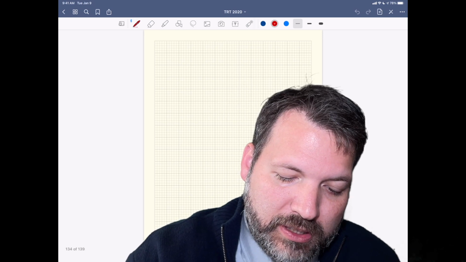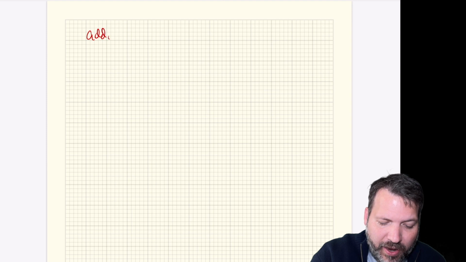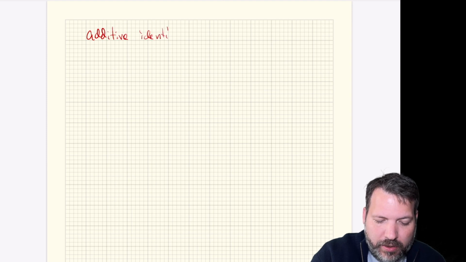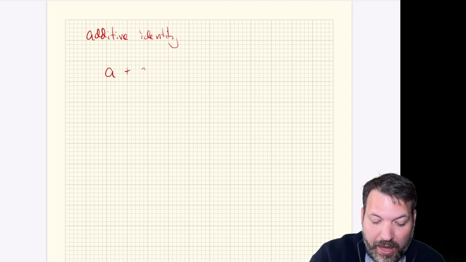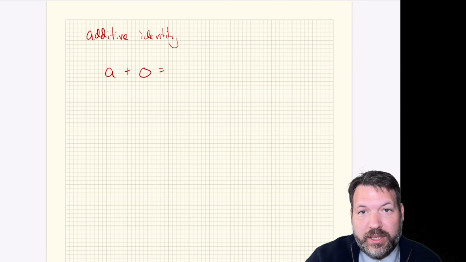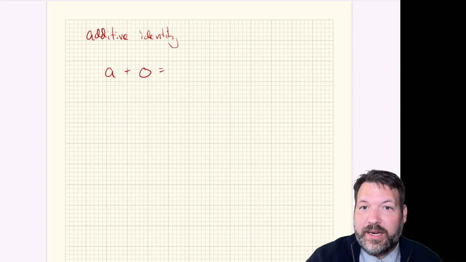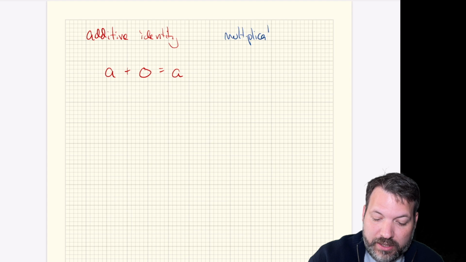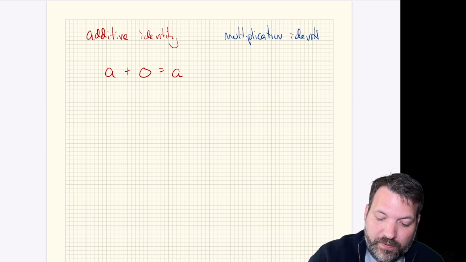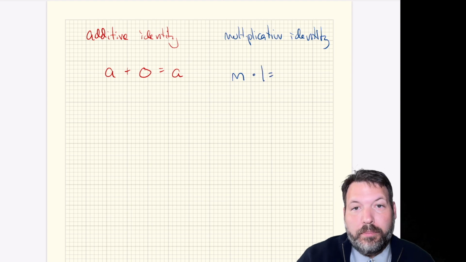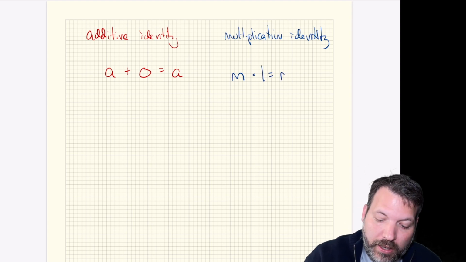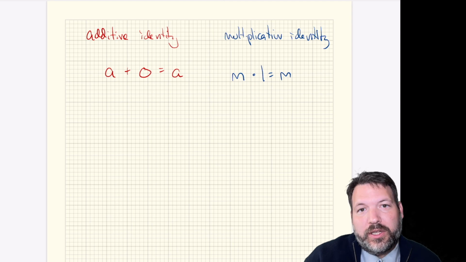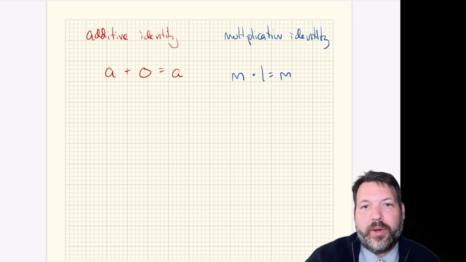So, there is something like, say, the additive identity, which says that if you have some quantity, let's call it A, and you add a special element to A, namely the additive identity element of 0, then it stays the same. And of course, there's also what we call the multiplicative identity, which says if you have some element, let's say m, and you multiply it by a special multiplicative identity element 1, it stays the same. So again, these are definitely true statements, but more importantly, they're statements that show a relationship.